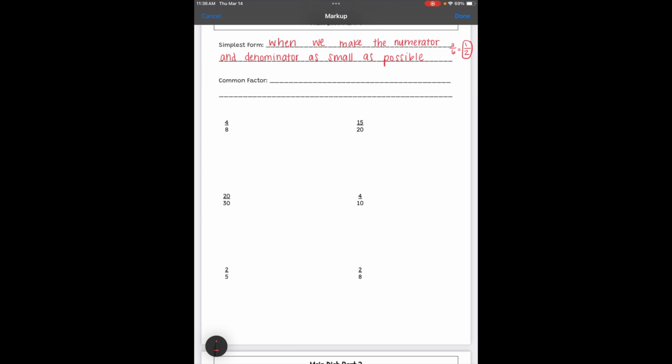Now, in order to do that, we're going to talk about finding a common factor between numbers. And a common factor is just factors that multiple numbers both have. Let's put this to the test.